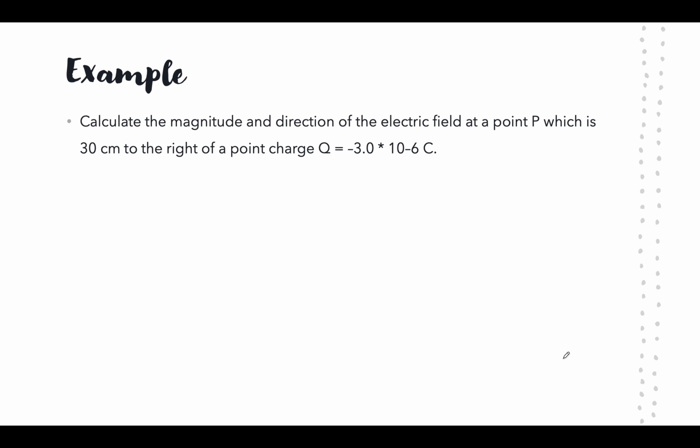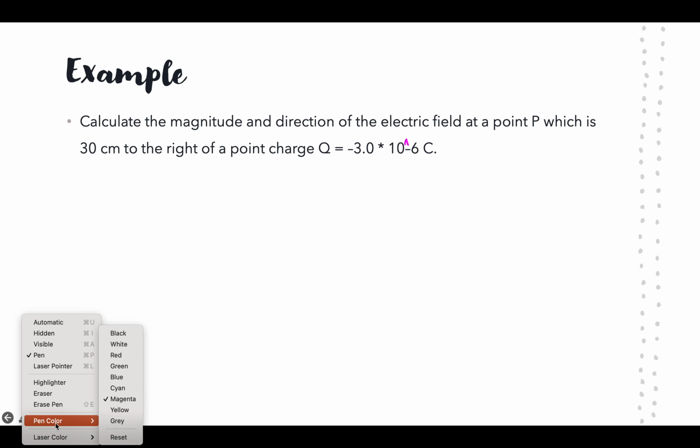All right, so let's look at this example here. Calculate the magnitude and direction of the electric field at a point P, which is 30 centimeters to the right of a point charge of -3 times 10 to the -6 coulombs. All right, pause the video here, take a couple of minutes, and see if we can come up with an answer.